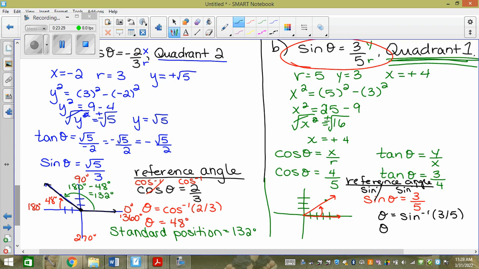So what do we get for theta? Can you do 3/5? How much? 37. So my standard position angle is 37 as well. So quadrant 1 rocks.